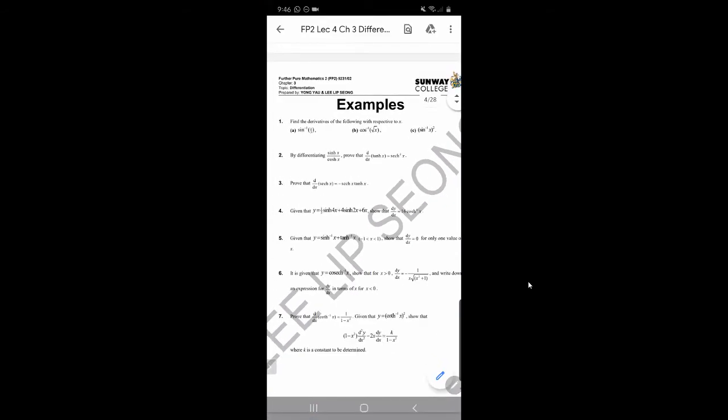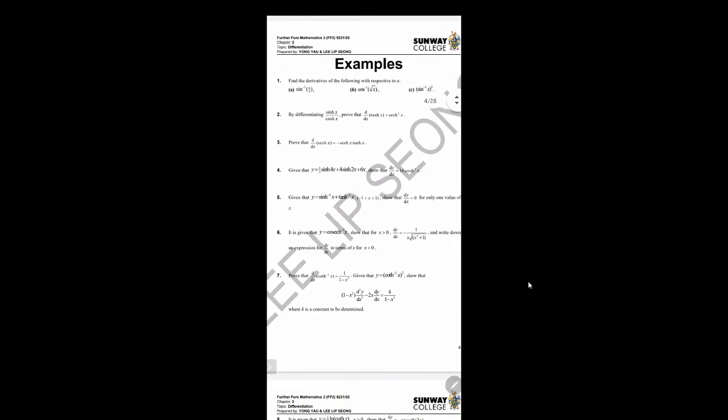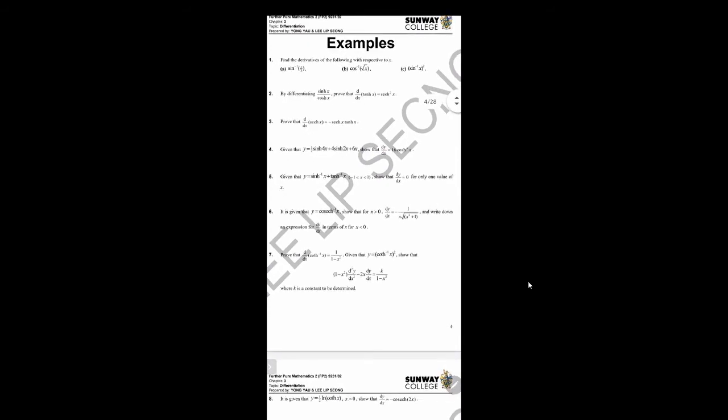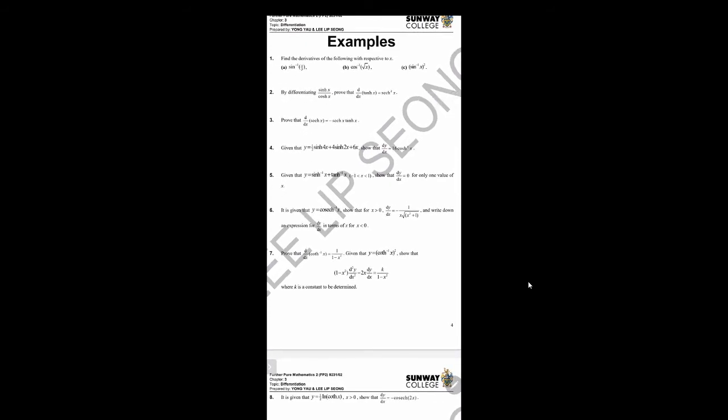Okay. So I have done 1, 2, 3, 4. Now I proceed with number 5. Given that y equals sine inverse x plus tan inverse x, x is in between -1 and 1, right? So they told you that is the condition, because otherwise tan inverse x is undefined. Show that dy dx is equal to 0 for only one value of x. So that means you have to solve the equation dy dx equals 0. So you must first obtain the expression for dy dx.